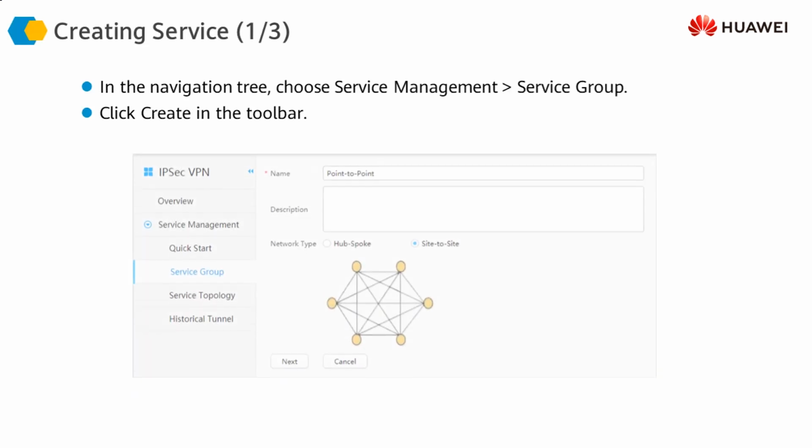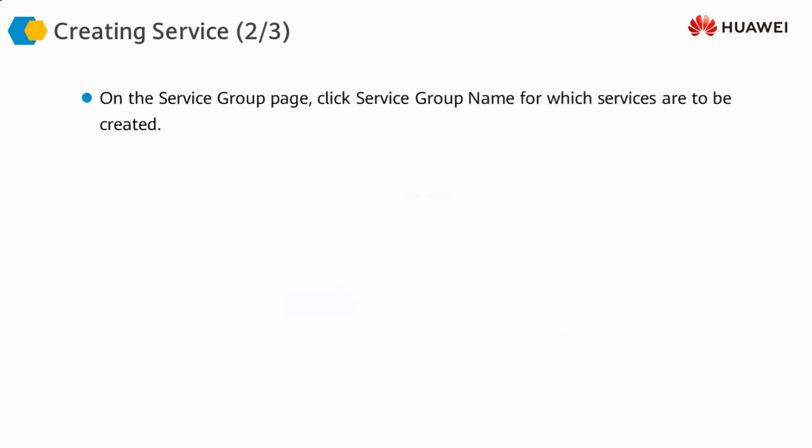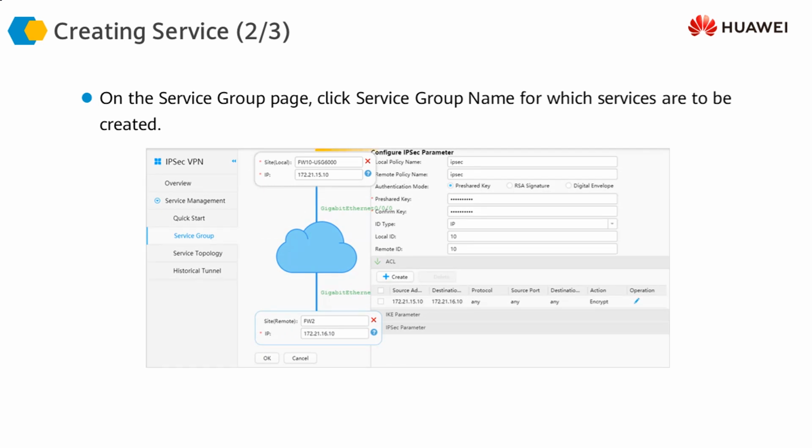We can also create a VPN service between devices. For example, if we want to create a service, we go to service group and we create a service. We do next, and we want to make it a point-to-point VPN or site-to-site VPN. So the name of the service is point-to-point, and it's going to be a site-to-site VPN. We select the devices between which we want to create the VPN. So we select the firewall along with their IP addresses.